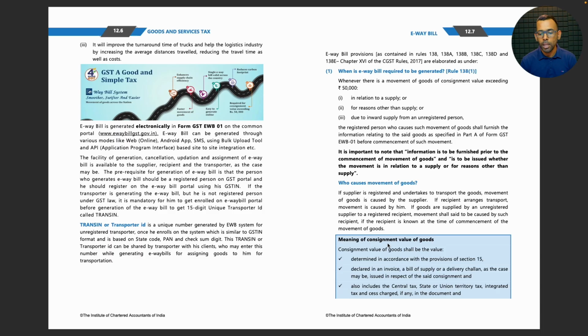Okay, what is the meaning of consignment value of goods? Consignment value of goods shall be the value determined in accordance with the provisions of section 15. It shall be the value declared in an invoice, bill of supply or a delivery challan, as the case may be, issued in respect of the said consignment. It also includes the central tax, state tax, union territory tax, integrated tax and cess charged, if any, in the document. So for computing the limit of whether an e-waybill applies or not, you have to include the tax amount.